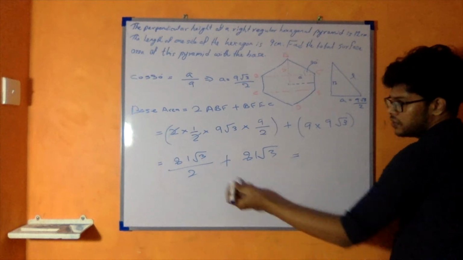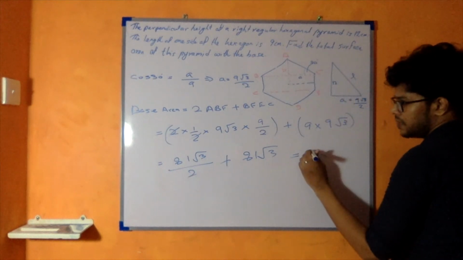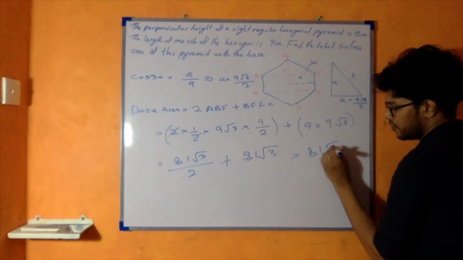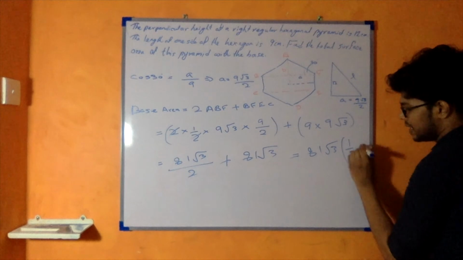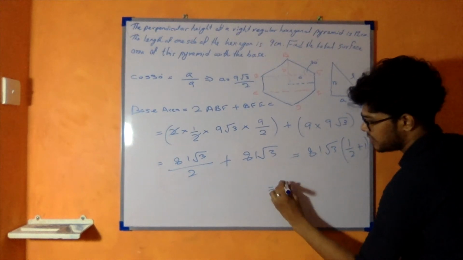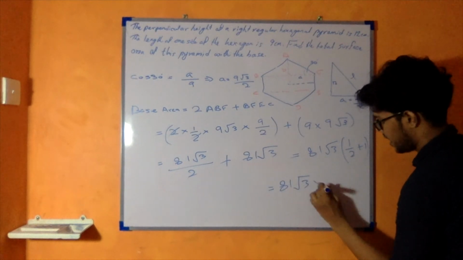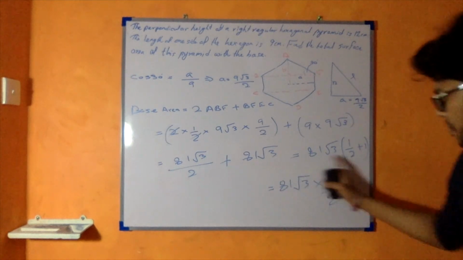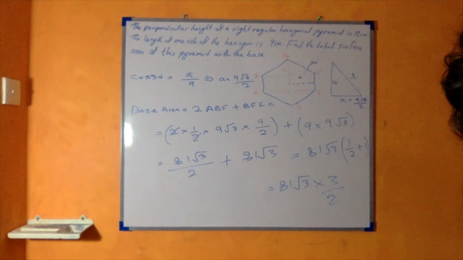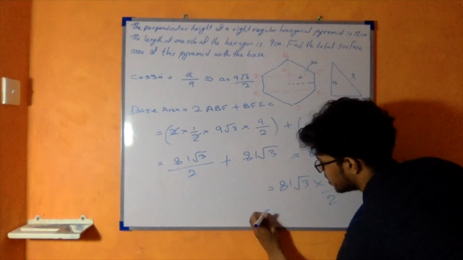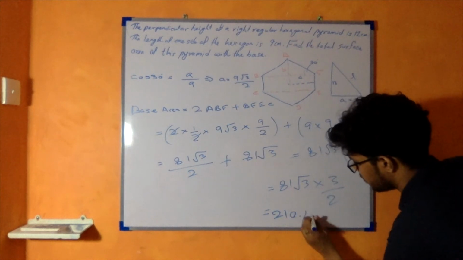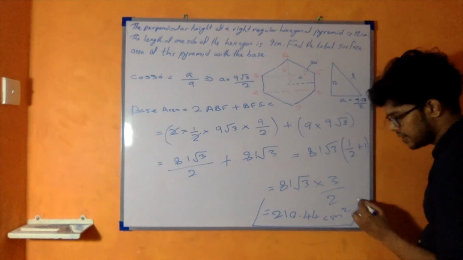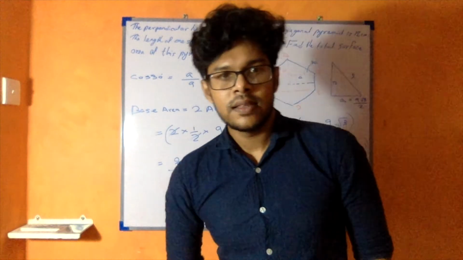So this will give, you can take the common denominator. You can take 81 root 3 outside. 81 root 3 if you take outside is going to be half plus 1. Then it is going to be 81 root 3 times 3 over 2. So now you can do the simplification. When you simplify, you should get the answer 210.44 centimeters square. So now we have found the area of the base, which is 210 centimeters square.